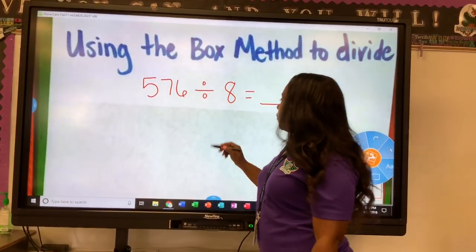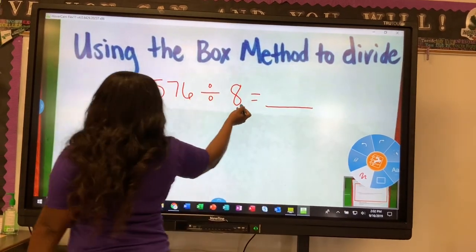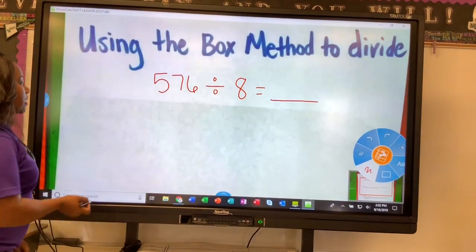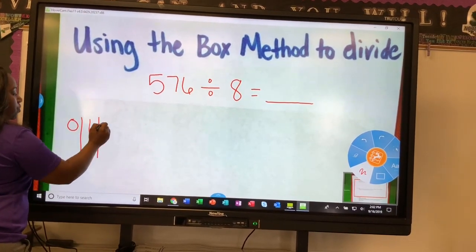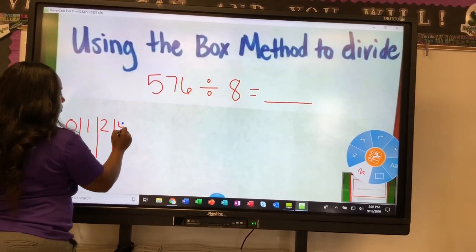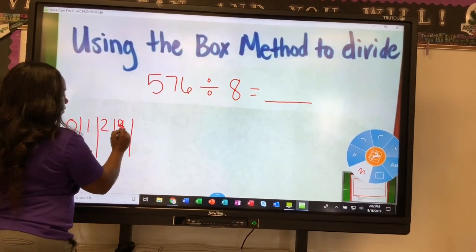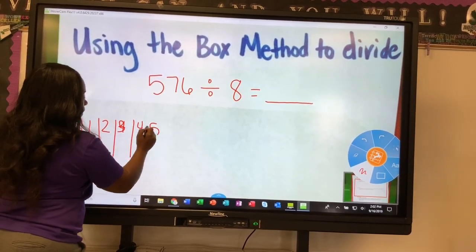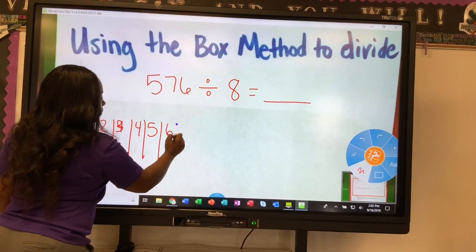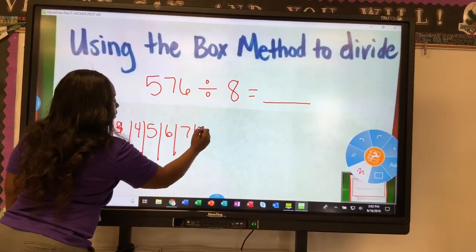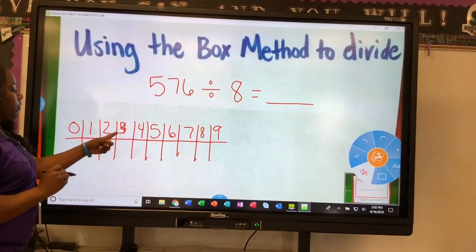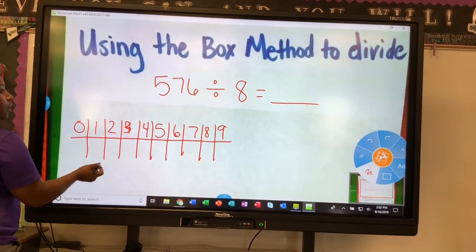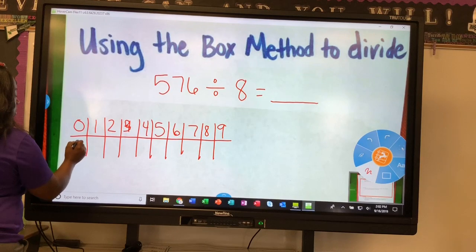All right, so the first thing we do is get prepared. To get prepared, you need to write your 8s. We need 9 of our multiples, all the way to 9. Always make sure you count correctly. And we're going to count our 8s.